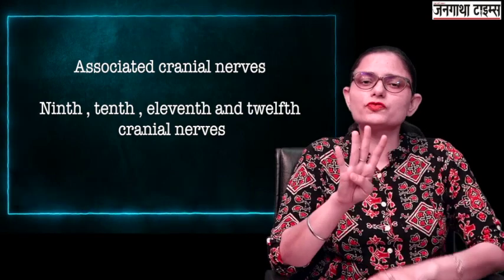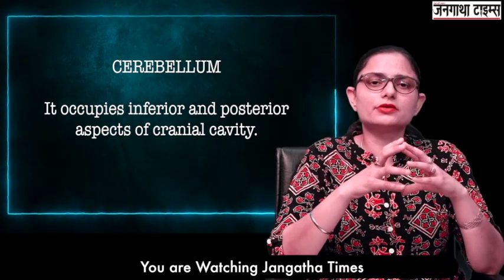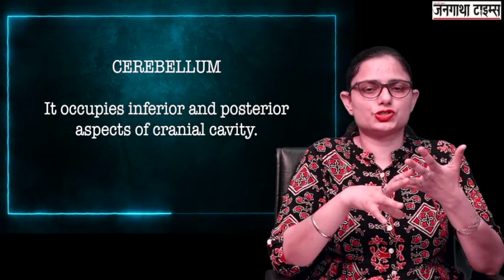Now the fourth part of the brain is the cerebellum. It is butterfly shaped and it is present posteriorly. This cerebellum has two main functions.